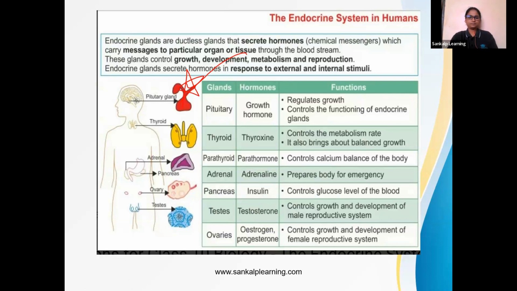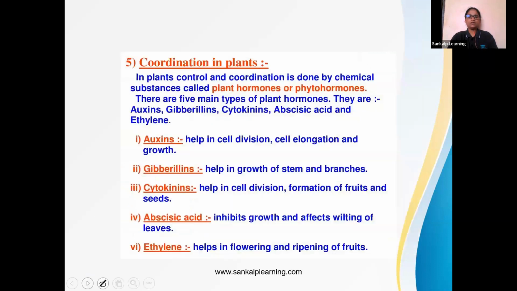Next, coordination in plants. Till now, we discussed coordination in animals. We have coordination in plants also. In plants also, certain chemicals are released which perform particular functions. Here you can see that in plants, control and coordination is done by chemical substances. Those chemical substances are called plant hormones or phytohormones.